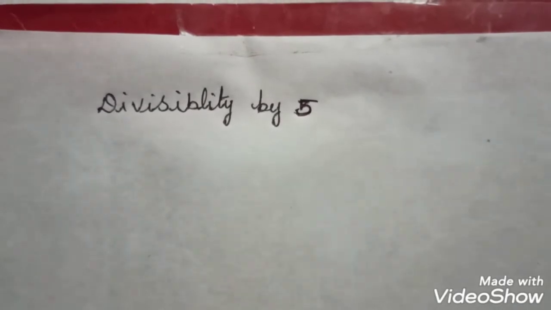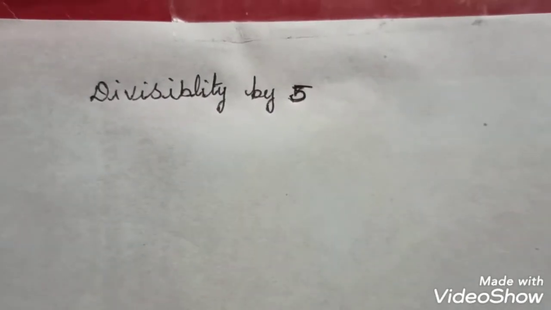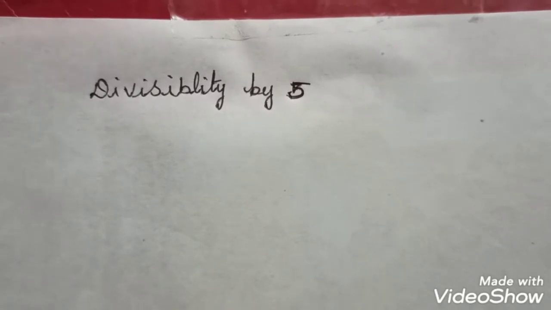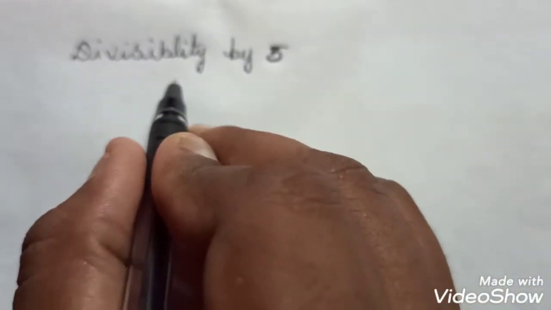Now we have to see divisibility by 5. Students, divisibility by 2, divisibility by 5 and divisibility by 10 are in the same condition, where we check the unit digit. So you can compare the divisibility rules of 2, 5 and 10. Divisibility by 3 and 9 use the same method. Next I will explain divisibility by 5.